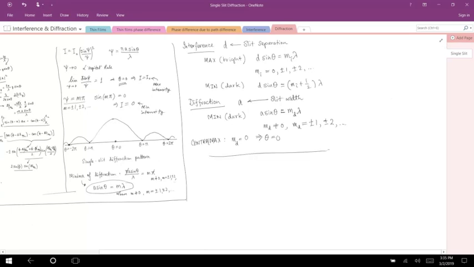Okay, so that's the summary of what we have learned about interference and diffraction.